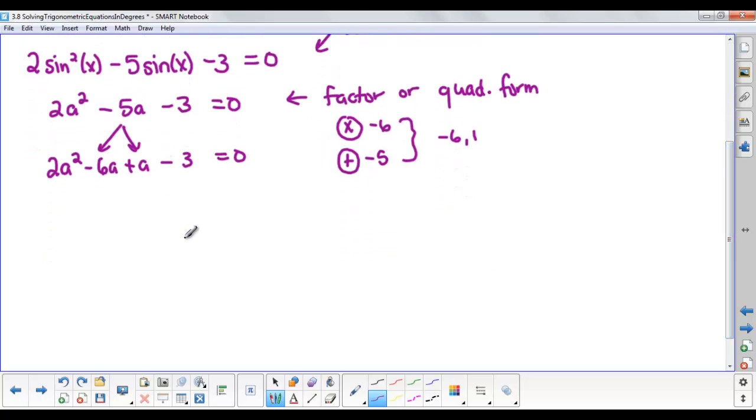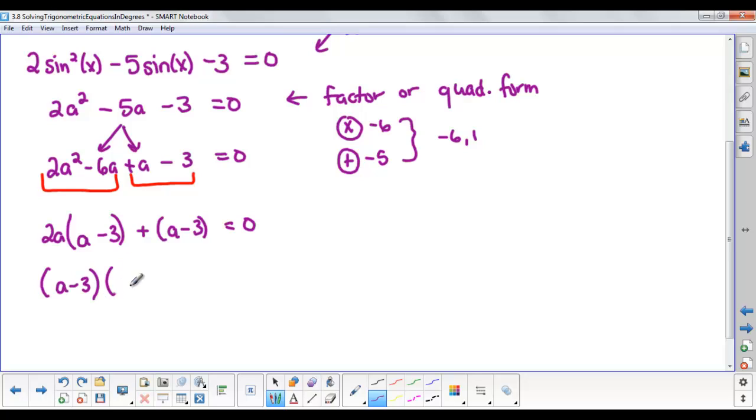And now we can do some factor by grouping. So in this first group, I can common factor a 2a, and I'm left with a minus 3. And in the second group, nothing to common factor out, but we know we are on the right track because if we kept it as its own group, it's still a minus 3, and now I can see that we have two terms, each with a bracket a minus 3. So we can common factor that a minus 3 out, and we're left with 2a plus 1.